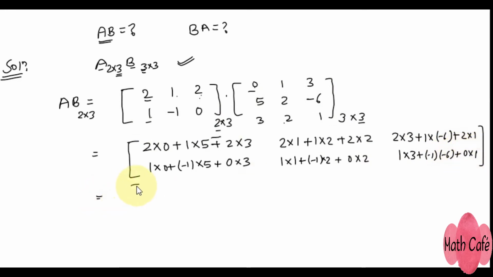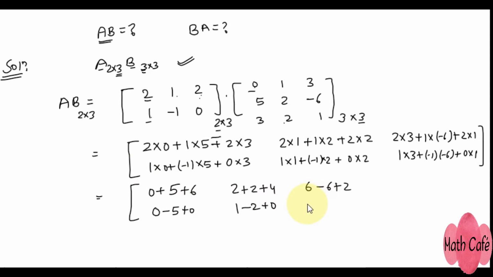So let's solve it. This will be 0 plus 1 multiplied by 5 will become 5, plus 6. And here 2 plus 2 plus 4. 6 minus 6 plus 2. Here 1 multiplied by 0 will become 0, minus 5 and 0. 1 minus 2 and 0. Here 3 plus 6 and 0. Alright.